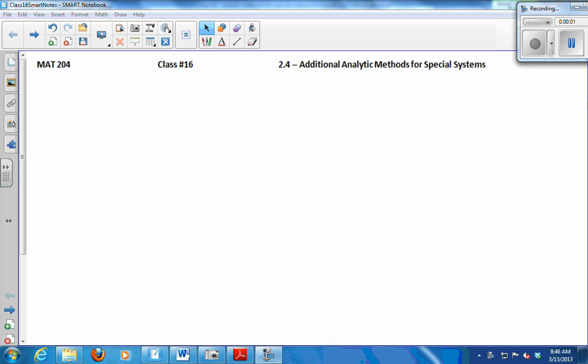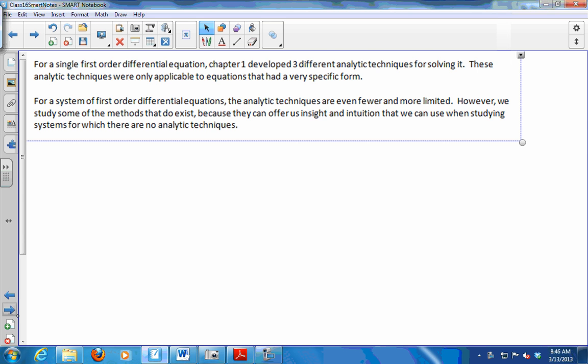We're going to learn some analytic methods today. So for a single first order differential equation, just one differential equation, in chapter 1 we developed 3 different analytic techniques for how to solve it, and they were very specialized and they only applied to certain kinds of differential equations. We had one if it's separable, so that's sort of like my favorite, and then we had 2 others for when you have a linear differential equation, linear first order. And it was the lucky guess or undetermined coefficients and integrating factor.